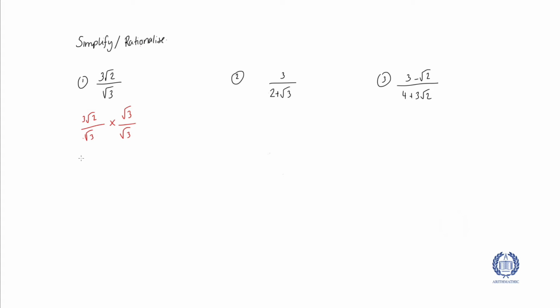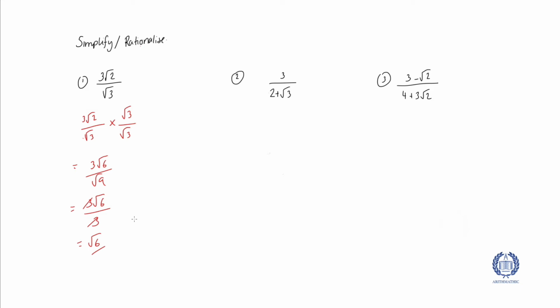That's it. Now all we're going to do is say 3 root 2 times root 3. That's just going to be 3 root 6. Root 3 times root 3 is root 9. But remember, you know what root 9 is, right? Root 9 is 3. So 3 and 3 cancel out, giving you root 6.